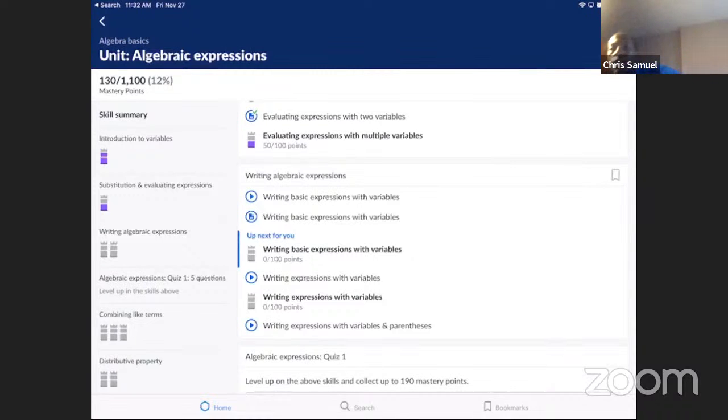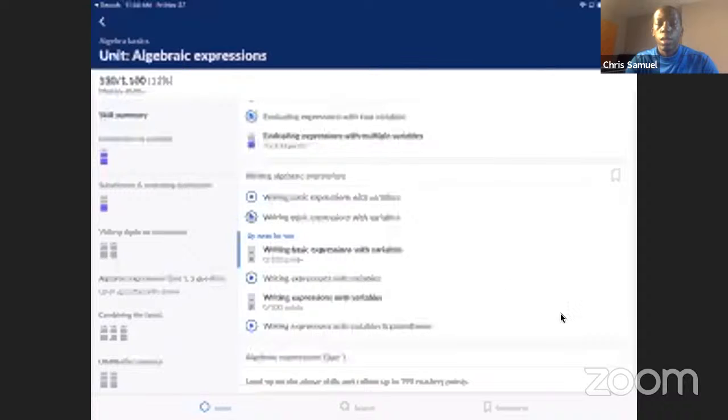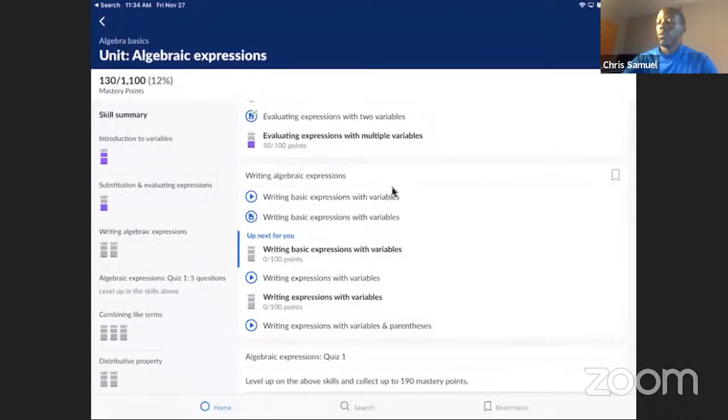Hey, what's going on? This is another Math Daily Training with Khan Academy, using algebraic expressions, basic expressions and variables. The idea is to get through simple arithmetic quickly before you start any other particular work.